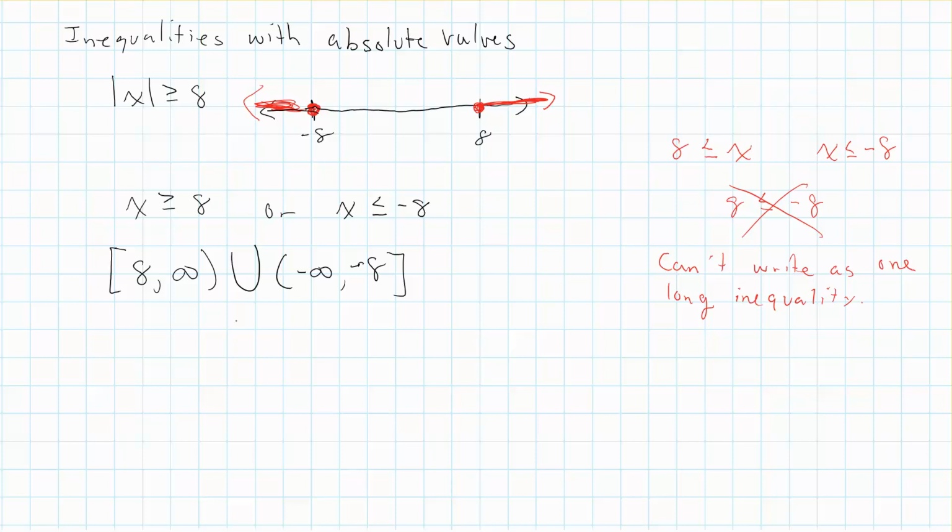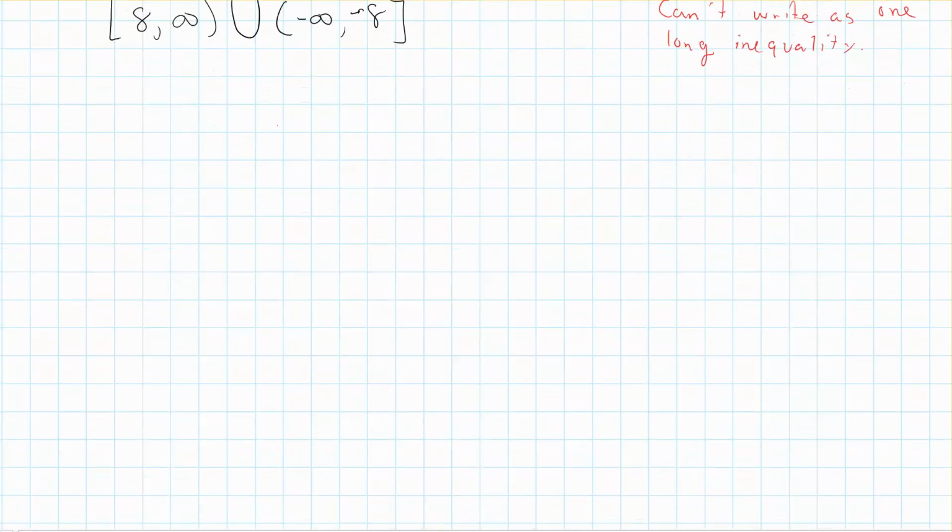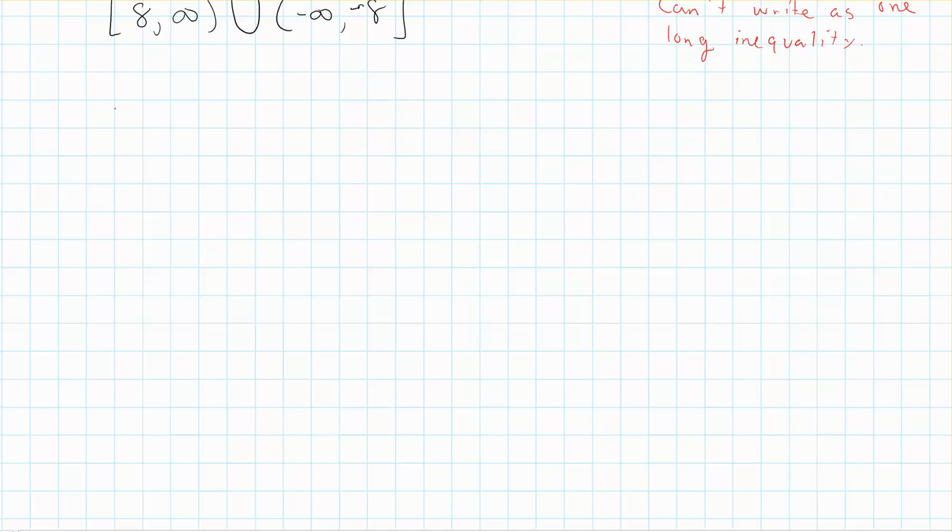Okay, so let's look at another example here that's not really too much more difficult, but is something that's going to illustrate how the inequalities, when you cannot combine them into a single inequality. So let's look at, let me scroll up a little bit here first, the absolute value of x over 5 being greater than 3.